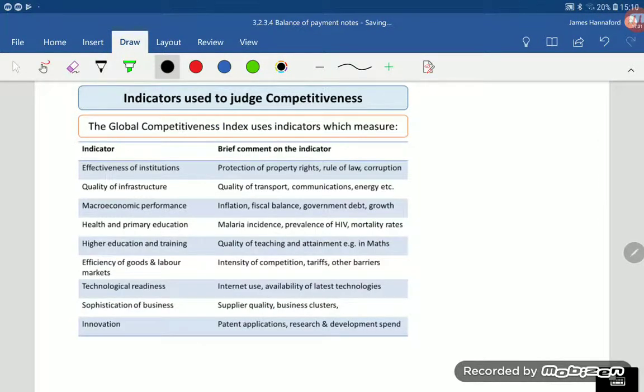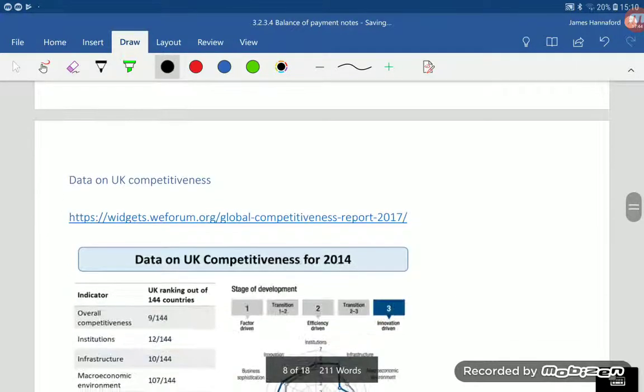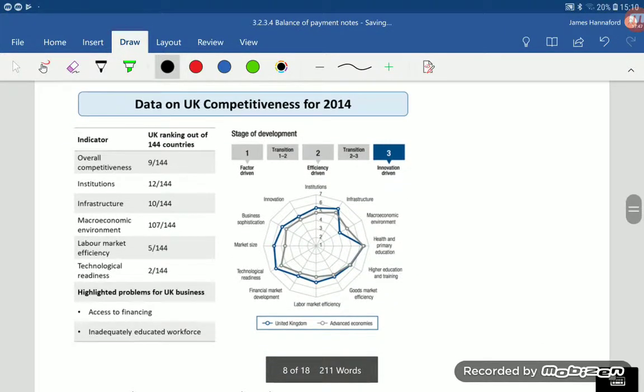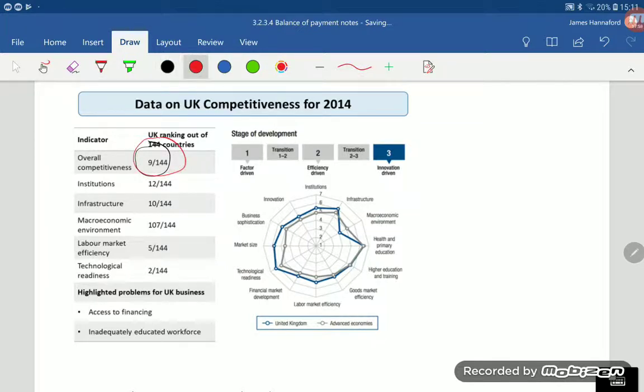So on this slide, you can just pause this and have a look at the indicators to judge competitiveness. I think this is relatively self-explanatory, so just take a second to have a look over these. In terms of the UK, you can see how competitive we are. Now, this is for 2014, so a little while ago. In terms of global competitiveness, we were 9th out of 144 countries. So in other words, there were only 8 countries who were more competitive than us.